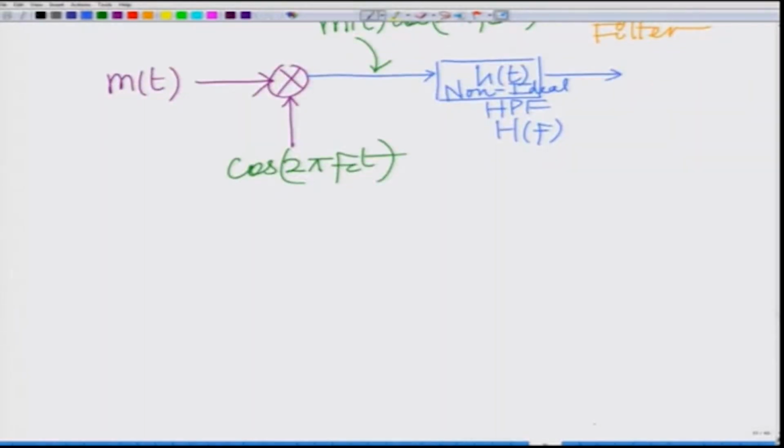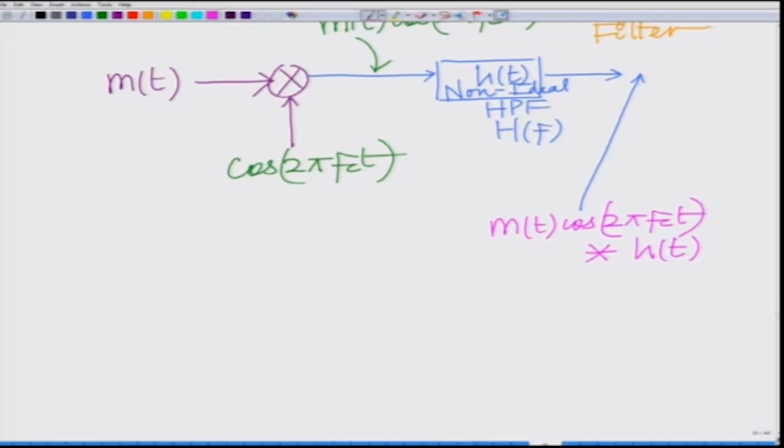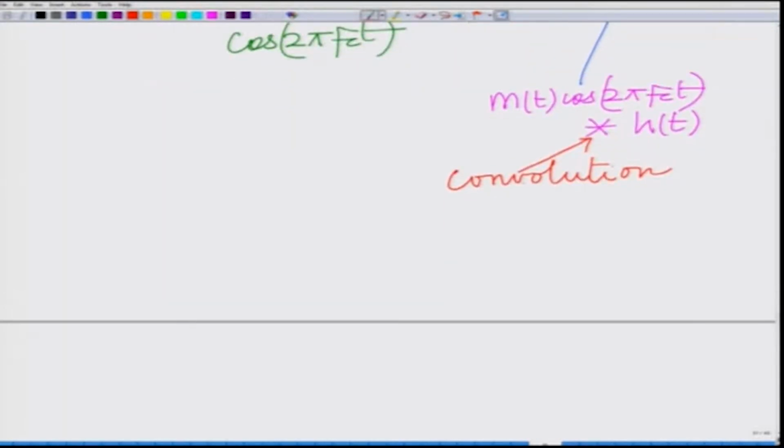Naturally the output here will be m(t) cosine 2 pi Fc t convolved with h(t), because your modulated signal m(t) cosine 2 pi Fc t is passing through the non-ideal high pass filter with impulse response h(t). Therefore, the output is m(t) cosine 2 pi Fc t convolved with the impulse response. This is the convolution operation, which in the frequency domain means the following.